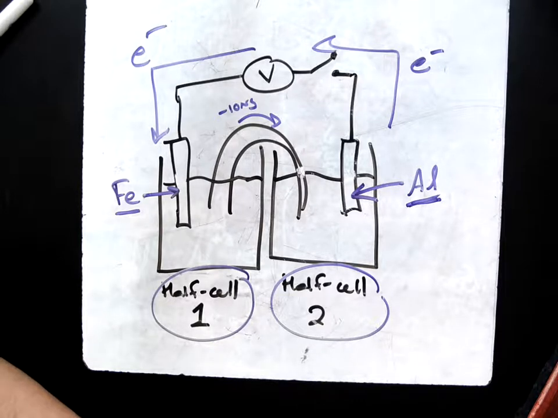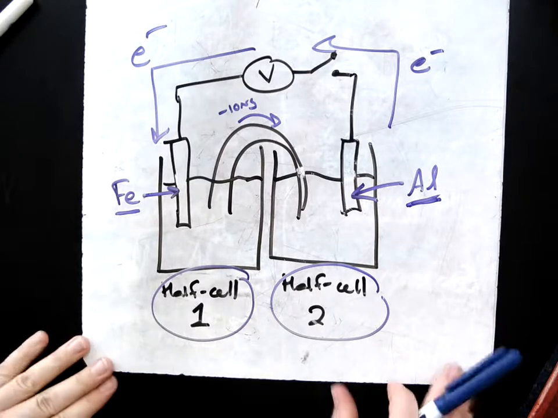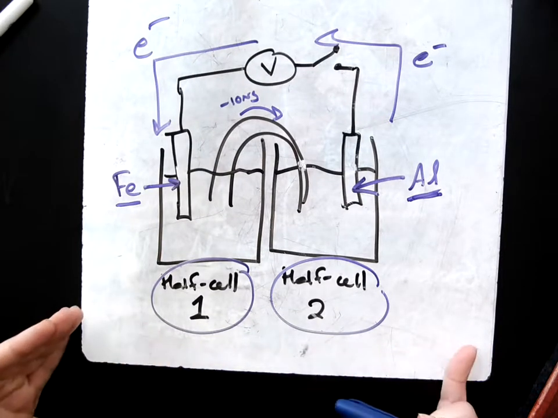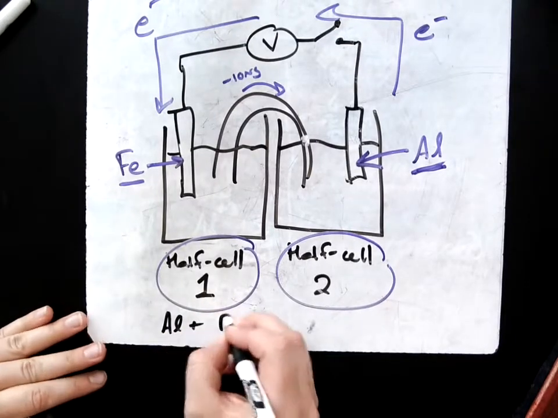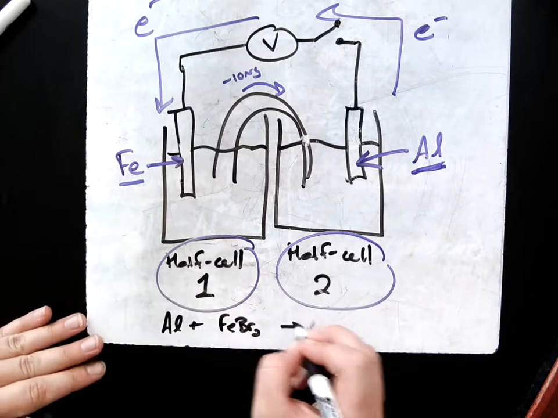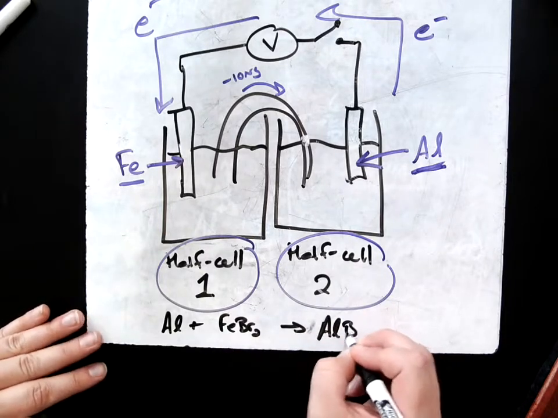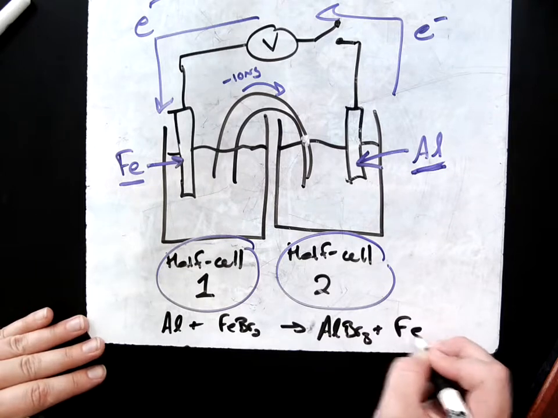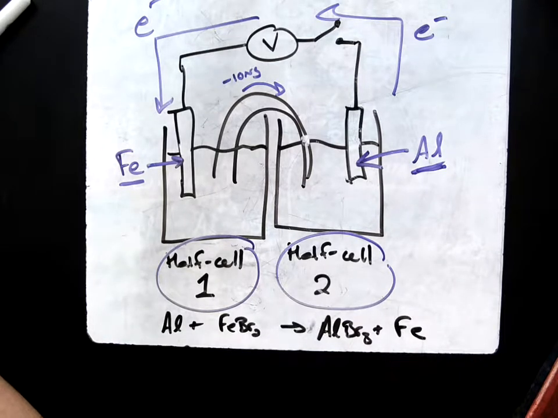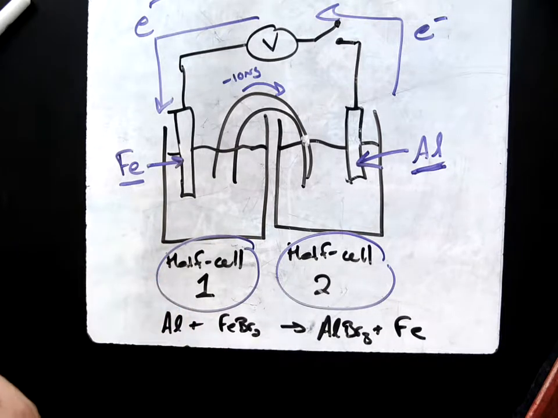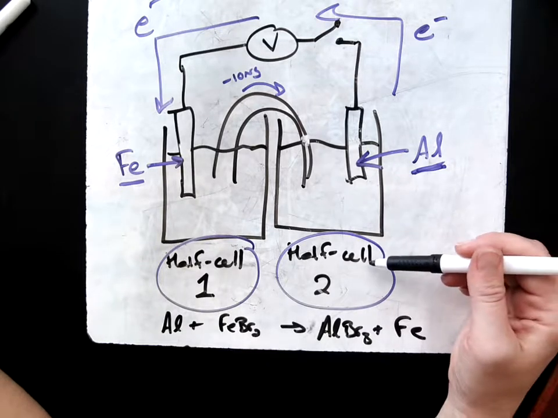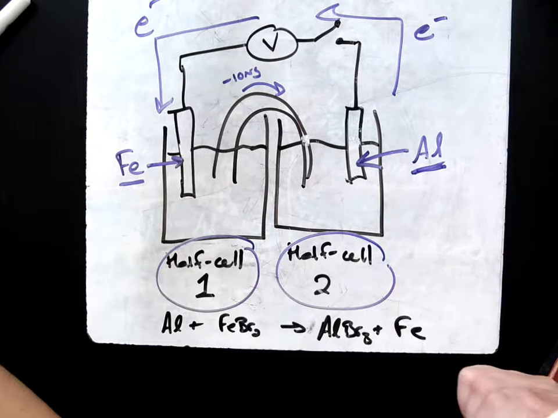Also, writing a half reaction shows up on the Regents a lot. If you're writing a half reaction, they will give you the full reaction. They'll give you like the Al plus FeBr2, like we saw before. And you'll pull out just the oxidation or just the reduction. Or they might say, what's the half reaction that happens in half cell 1? Guess what? It's the one that the iron does. What's the half reaction that happens in half cell 2? It's the one with the aluminum.